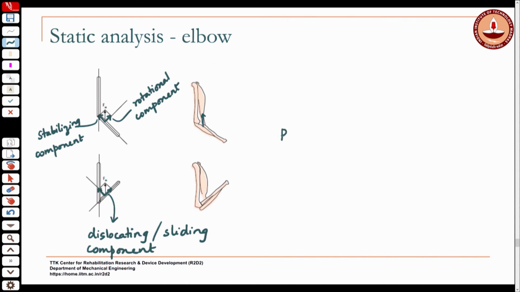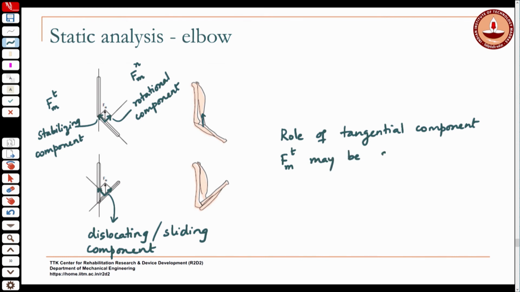So, basically, we will call this rotational component Fm normal, because it is normal to the long axis of the forearm. We will call this component Fmt, tangential. So, the role of the tangential component Fmt may be stabilizing or dislocating.